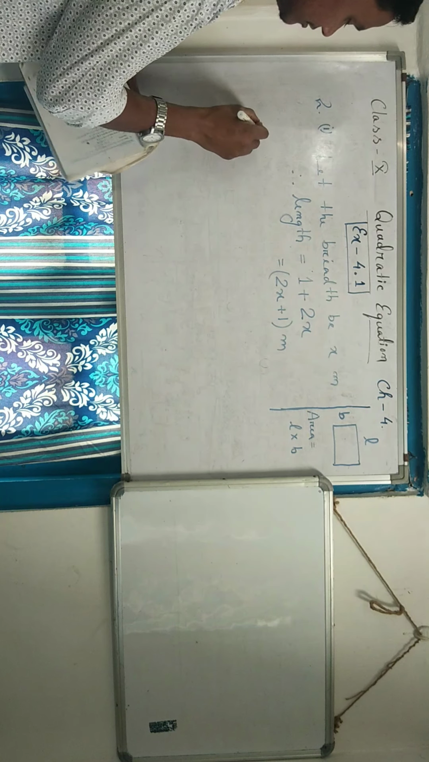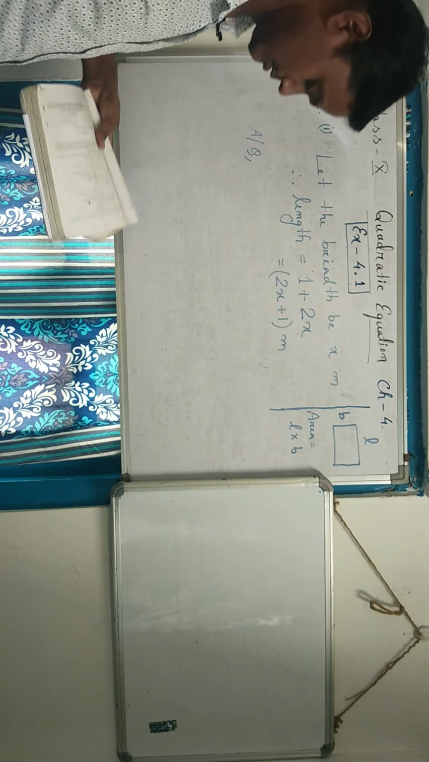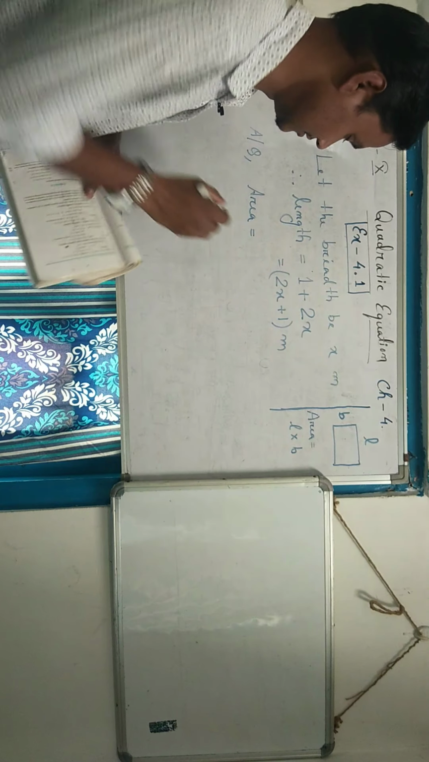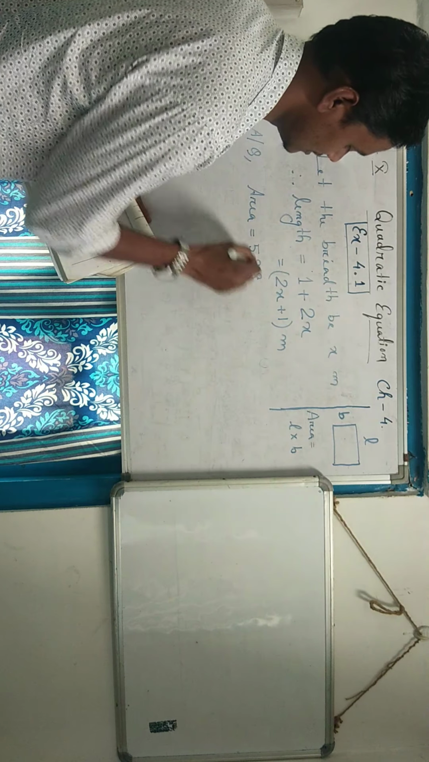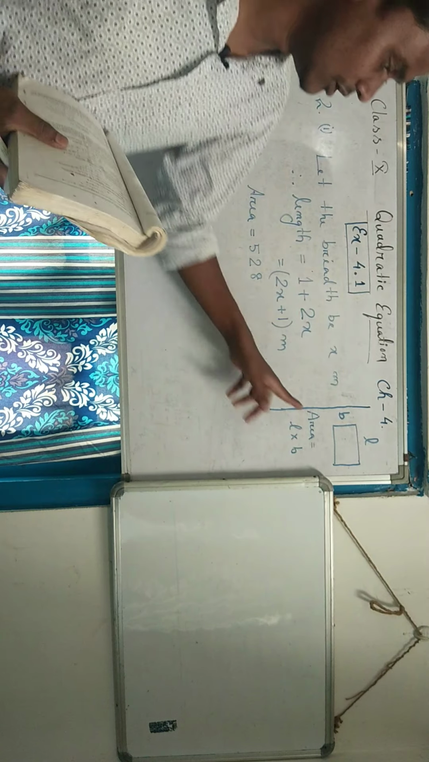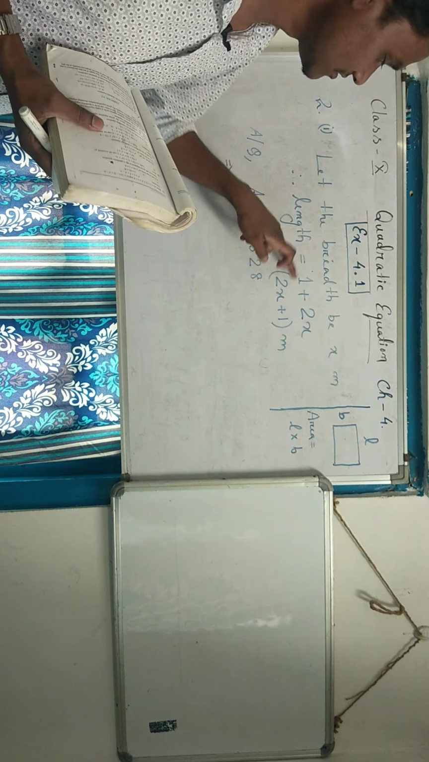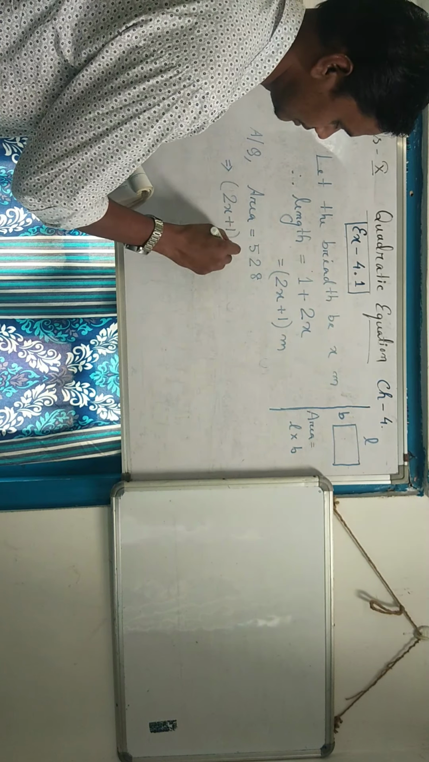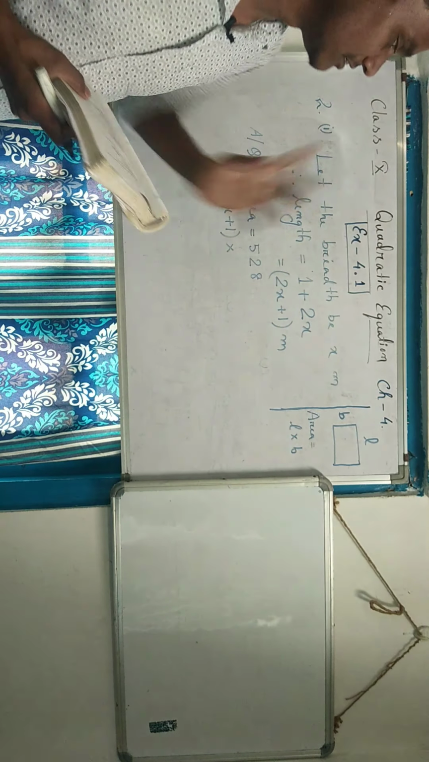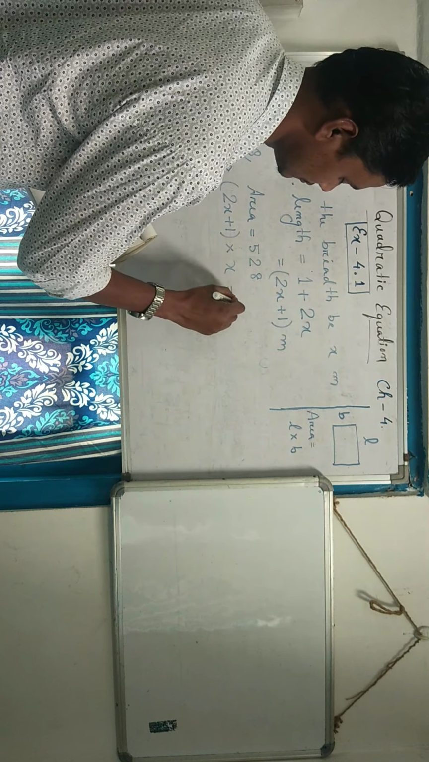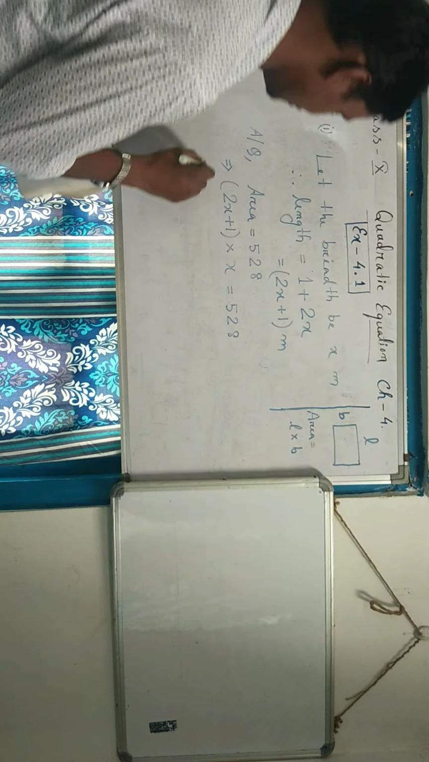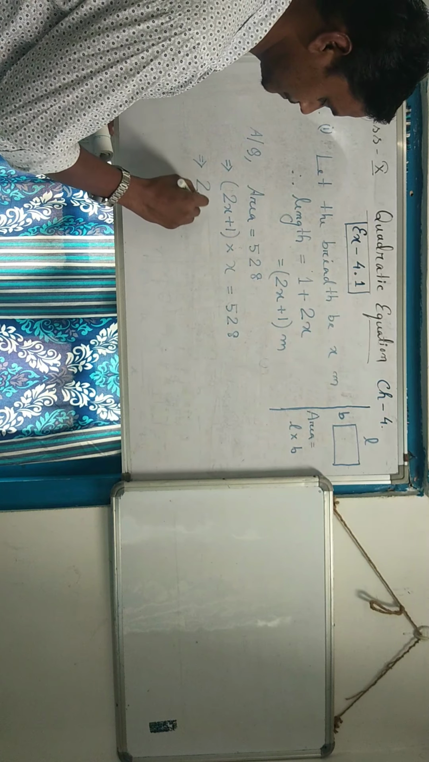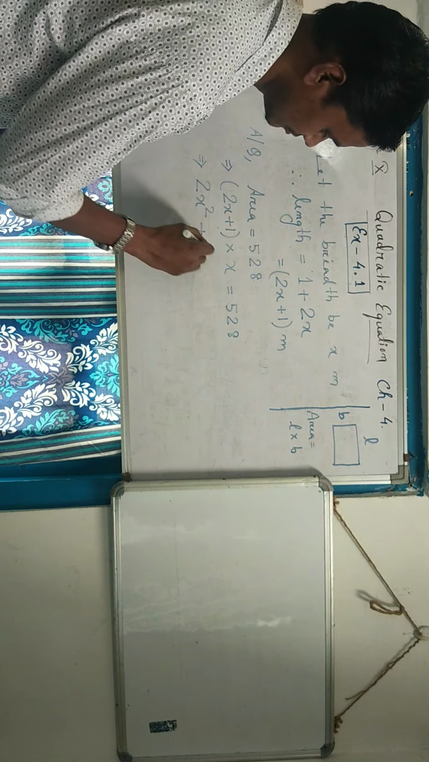Now according to the question, the area is given as 528. I will use the formula area is equal to length into breadth. What is length? Twice x plus 1, into breadth. What is breadth? Breadth is x, is equal to 528. Now multiply this. Twice x into x will be twice x square, plus 1 into x will be x.